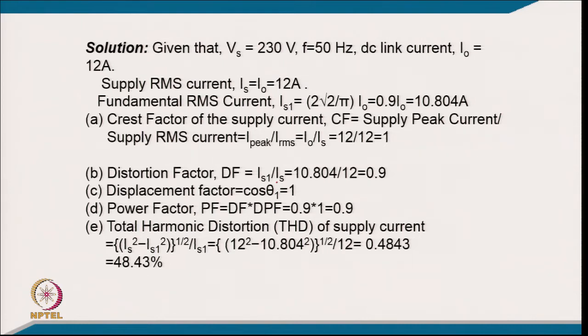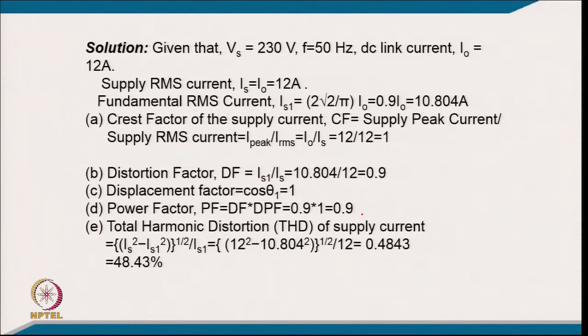The distortion factor we define as the fundamental RMS current divided by the total RMS current. Keeping the value from here, which we calculated, 10.8 divided by 12, it comes 0.9. The displacement factor is cos phi 1, where phi 1 is the angle difference between the fundamental voltage and fundamental current, and in this case that angle is 0. So, cos phi 1 is 1, and the power factor PF equals DF into DPF, which is 0.9 into 1.